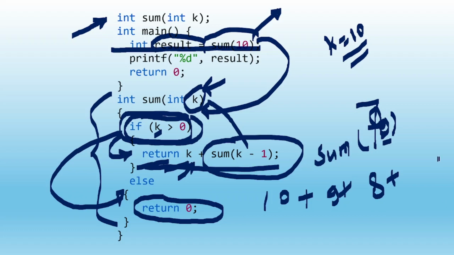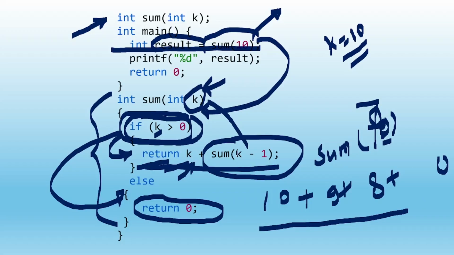So as I said, when the program returns 0, your function is going to stop, right? So it is going to become 10 plus 9 plus 8 and so on, right? And in this way we are going to add a range of numbers, whatever the value of k is, from k to 1. That range of numbers we are adding with the help of a recursive function. Is this clear to everyone?